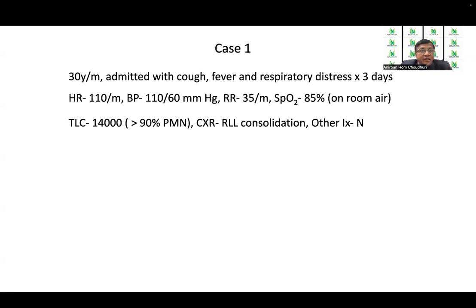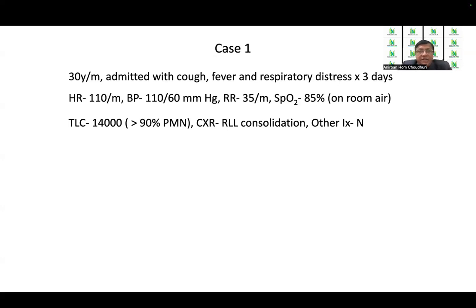The first case is a 30-year-old male admitted with cough, fever, and respiratory distress for 3 days. The patient has tachycardia. The blood pressure is, however, normal, although the pulse pressure looks a little wide. The respiratory rate is 35, so the patient has tachypnea. The saturation has fallen; it is 85% on room air. The blood investigation shows a TLC count of 14,000 with more than 90% polymorphs. The chest X-ray shows right lower lobe consolidation, with other investigations remaining normal.